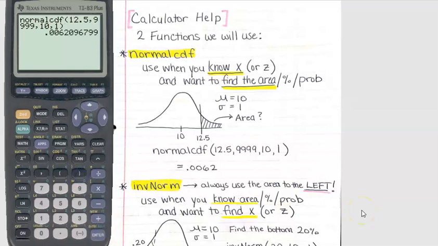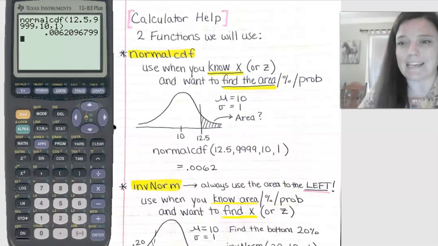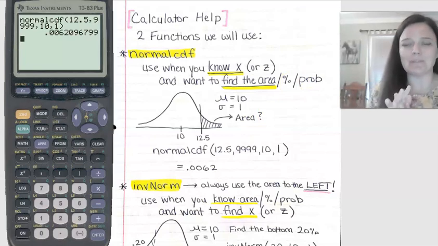That gives 0.0062. Remember, these areas are always going to be between 0 and 1 because we're thinking of them as either percentages or probabilities. So we could say about 0.6 percent of the data falls above 12.5. Anything that did fall up there would be unusual. But that's how we use the normal CDF. We did a normal CDF problem.